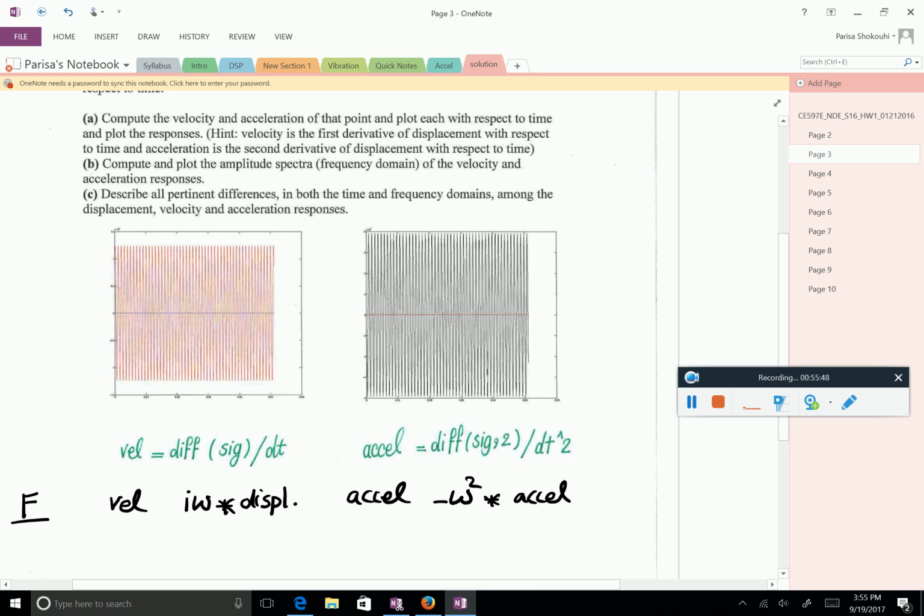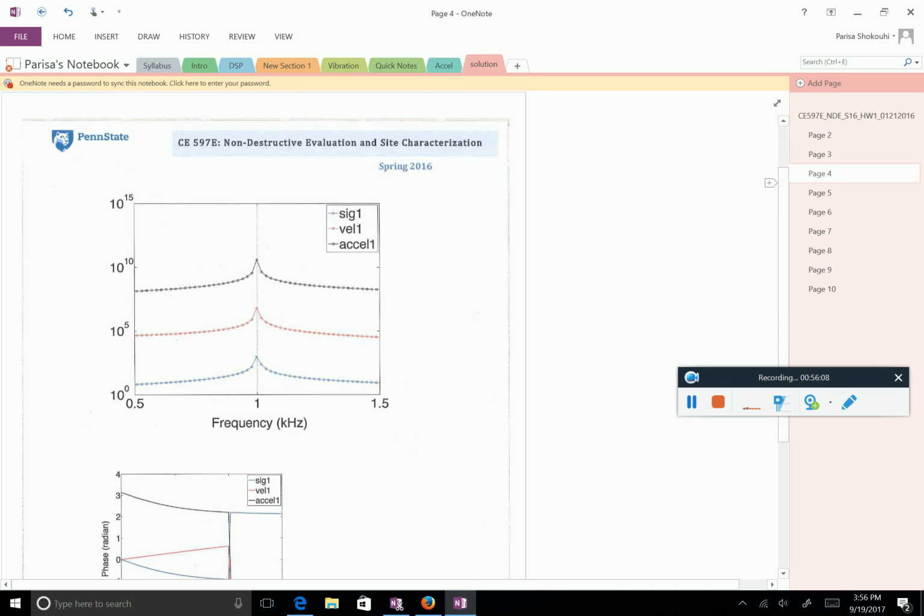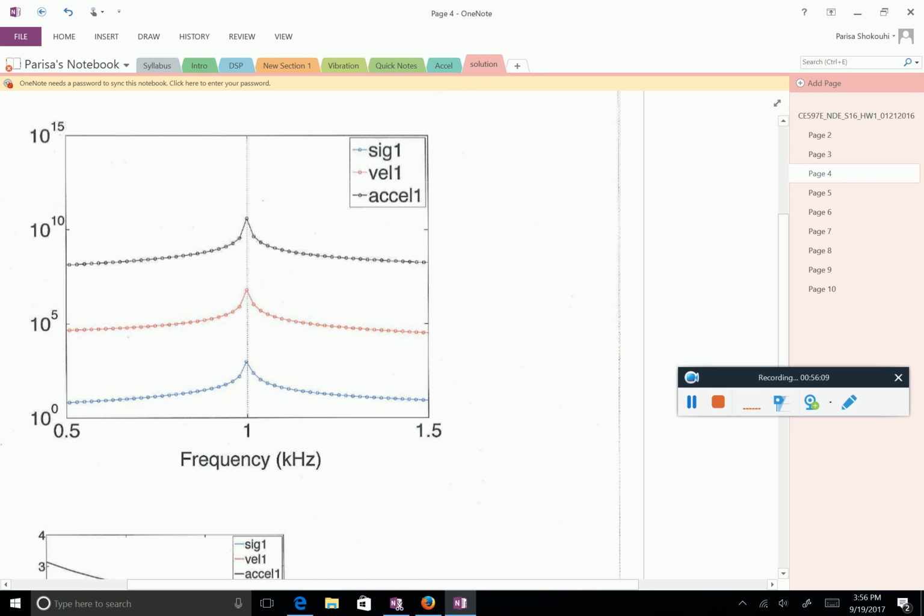So the amplitudes become larger. Most of you had acknowledged that. And you had talked about phase, saying that the phase of velocity is 90 degrees and the phase of acceleration is 180. Of course, the frequency doesn't change because it's e^(i omega t) and it will be e^(i omega t).